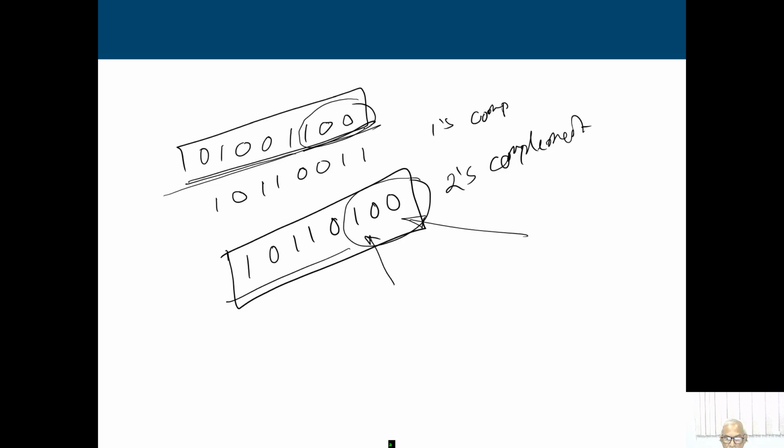Writing the 1's complement is very simple, but by observing this you can say that we can write the 2's complement also by simply observing it, without taking the 1's complement and then adding 1 to it. Okay.